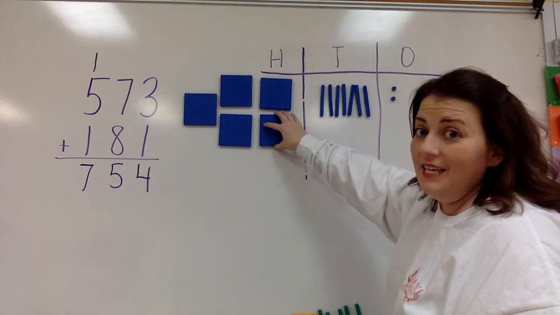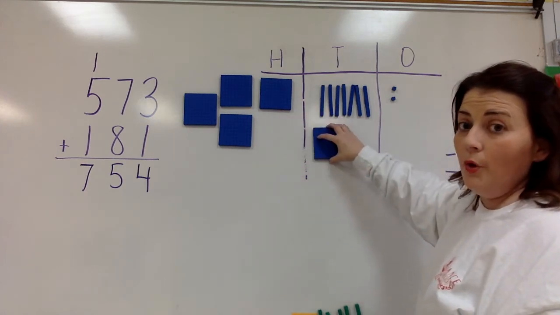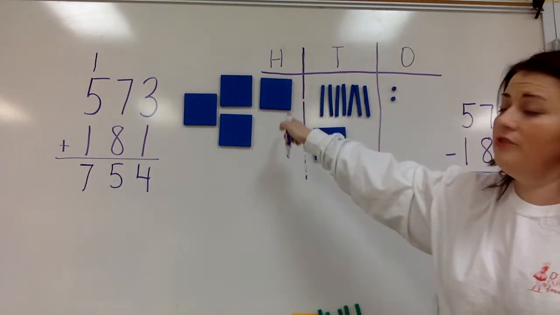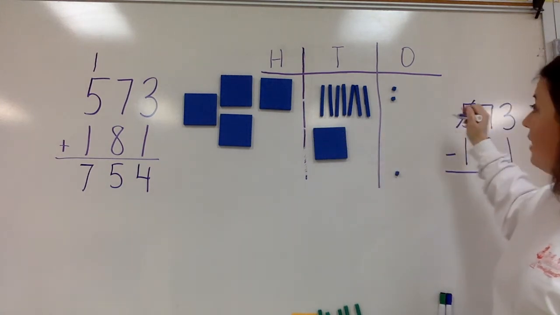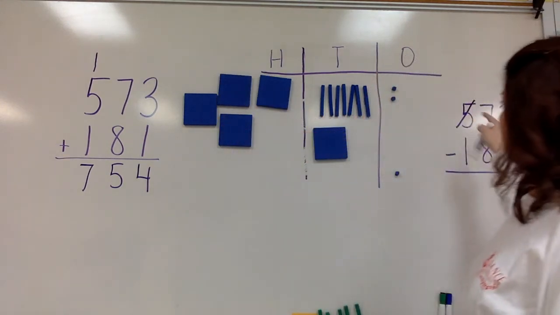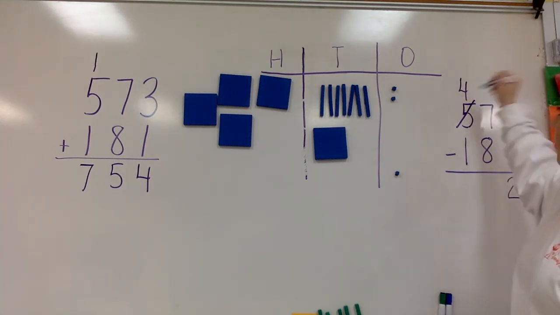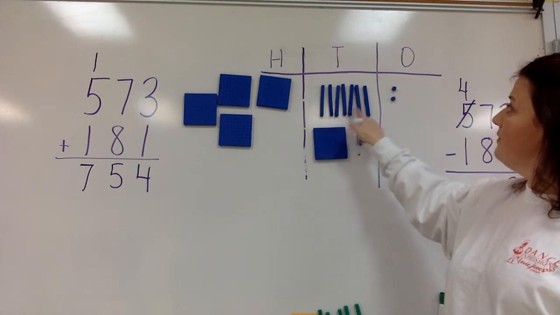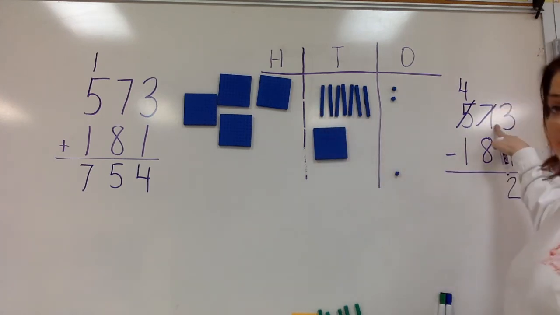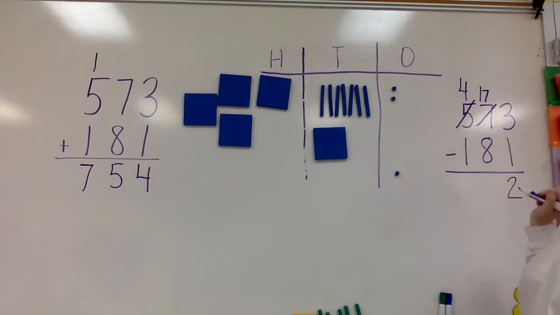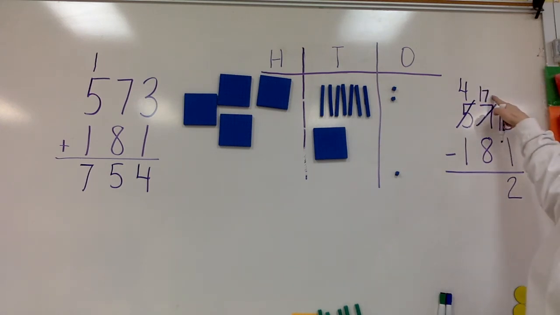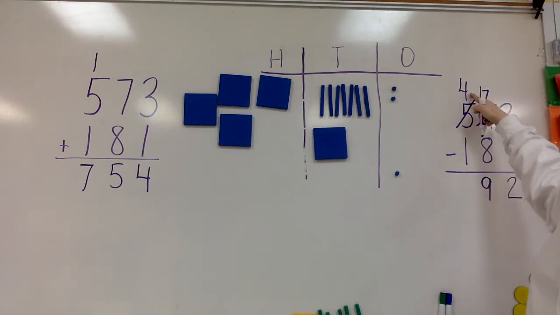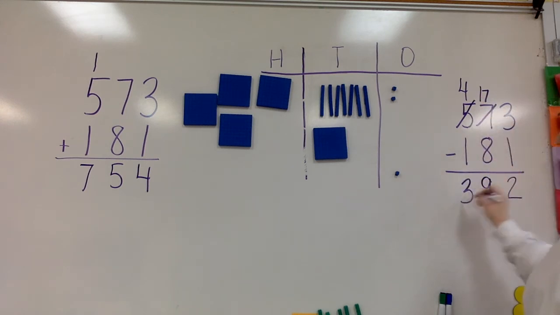So instead of moving a 10, I have to move 100. Now let's see what that looks like. Do we have 500s still? No, we only have 4 in the hundreds place. So this 5 in the hundreds place becomes a 4. And now how many 10s do we have? We have 10, 11, 12, 13, 14, 15, 16, 17. So instead of 7 10s, it's 17 10s because we moved 10 more 10s over there. Now we can subtract. 17 minus 8 is 9. And then 400s minus 100 is 300.